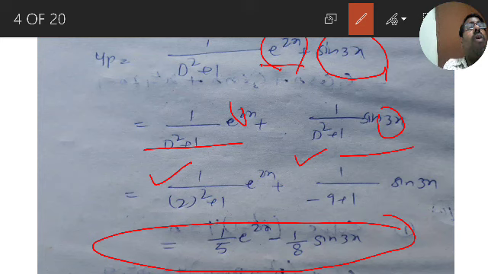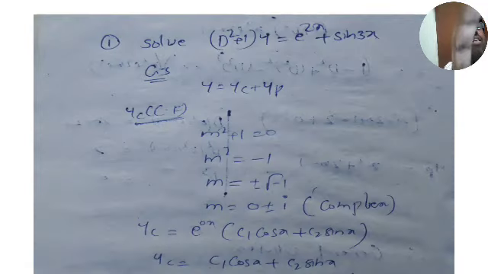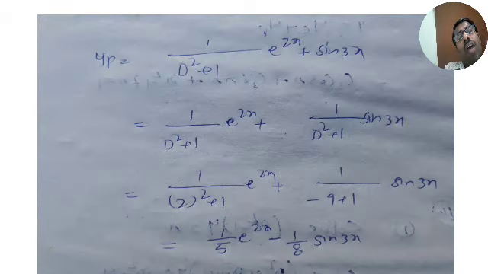So you got yc and we got yp. What is yc? The yc is c1 cos x plus c2 sin x. This is my yc. Now what is yp? Yp is 1 by 5 into e power of 2x minus 1 by 8 into sin 3x. This is my yp. Now we got yc and yp.